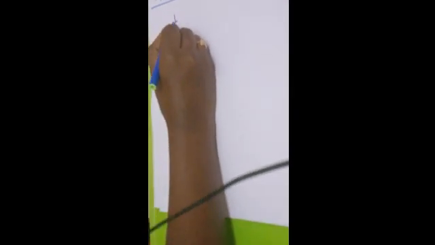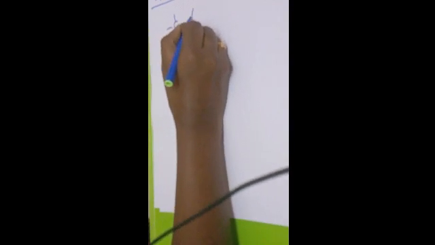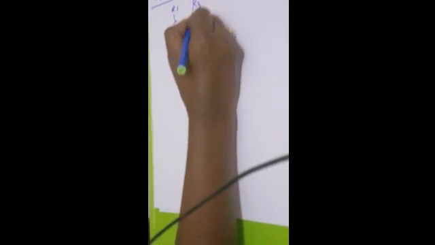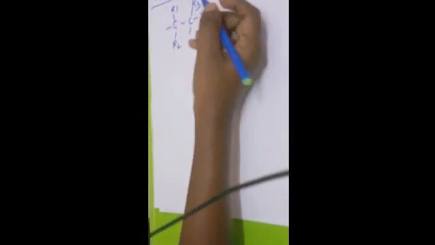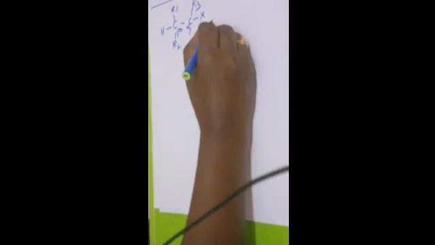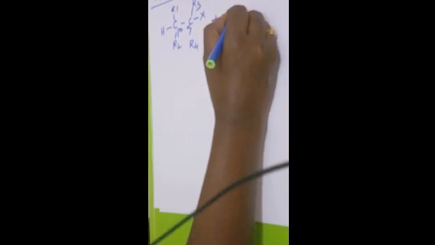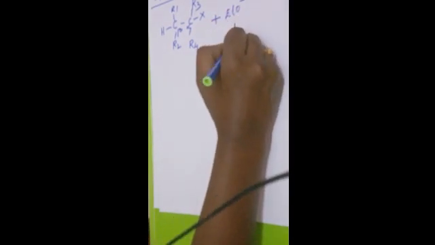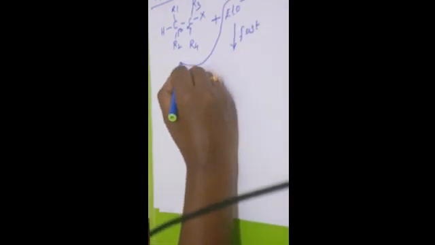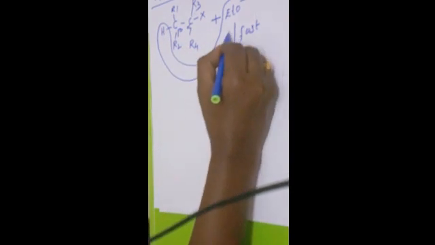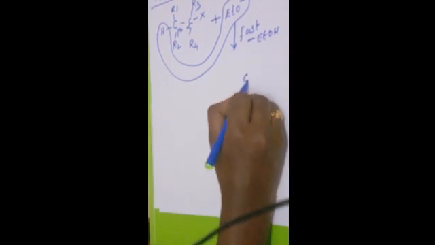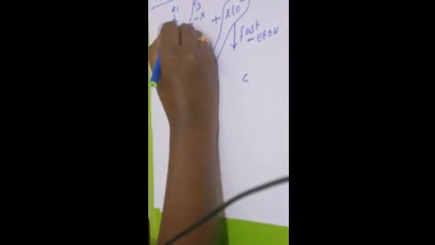Here carbon, R1, R2, R3, R4. Here the leaving group alkyl and here hydrogen. This is alpha carbon and this is beta carbon. Here the attacking group is the base EtO minus. The first step is the removal of EtOH. The hydrogen will be removed from the beta carbon, EtOH, and here the carbanion will be formed.